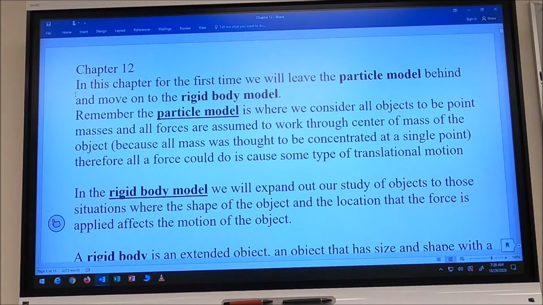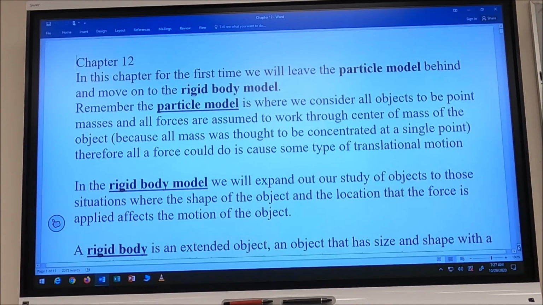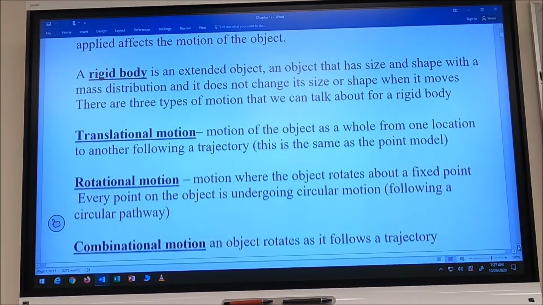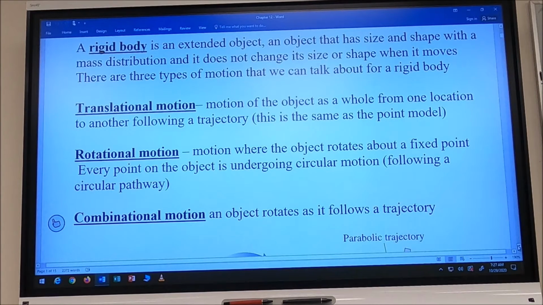Okay? Today we move on to rigid body, where we start to take into account the shape and mass distribution of the object and whether the object is constrained or unconstrained. Right? So, what is a rigid body? A rigid body is an extended object, an object that has size and shape with a mass distribution, and it does not change its size or shape when it moves.